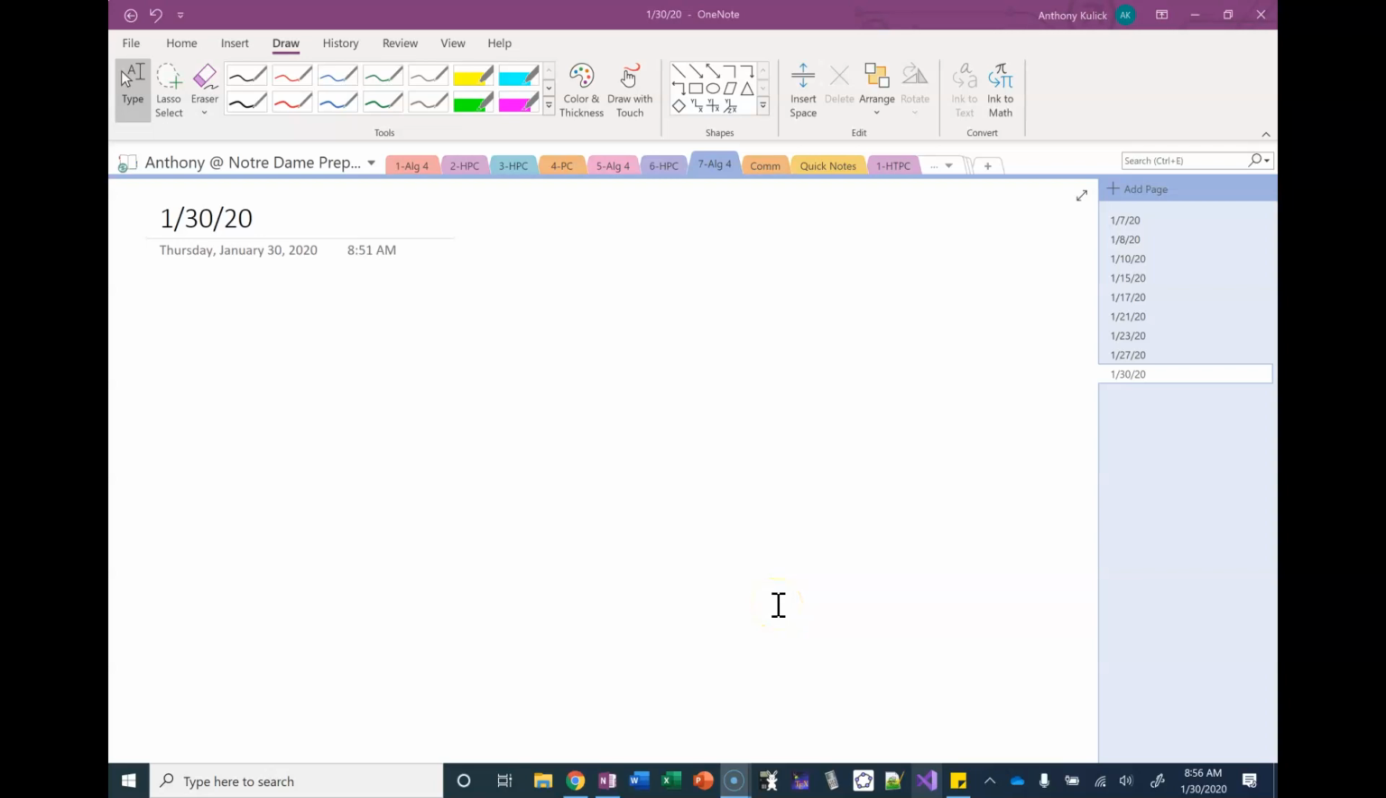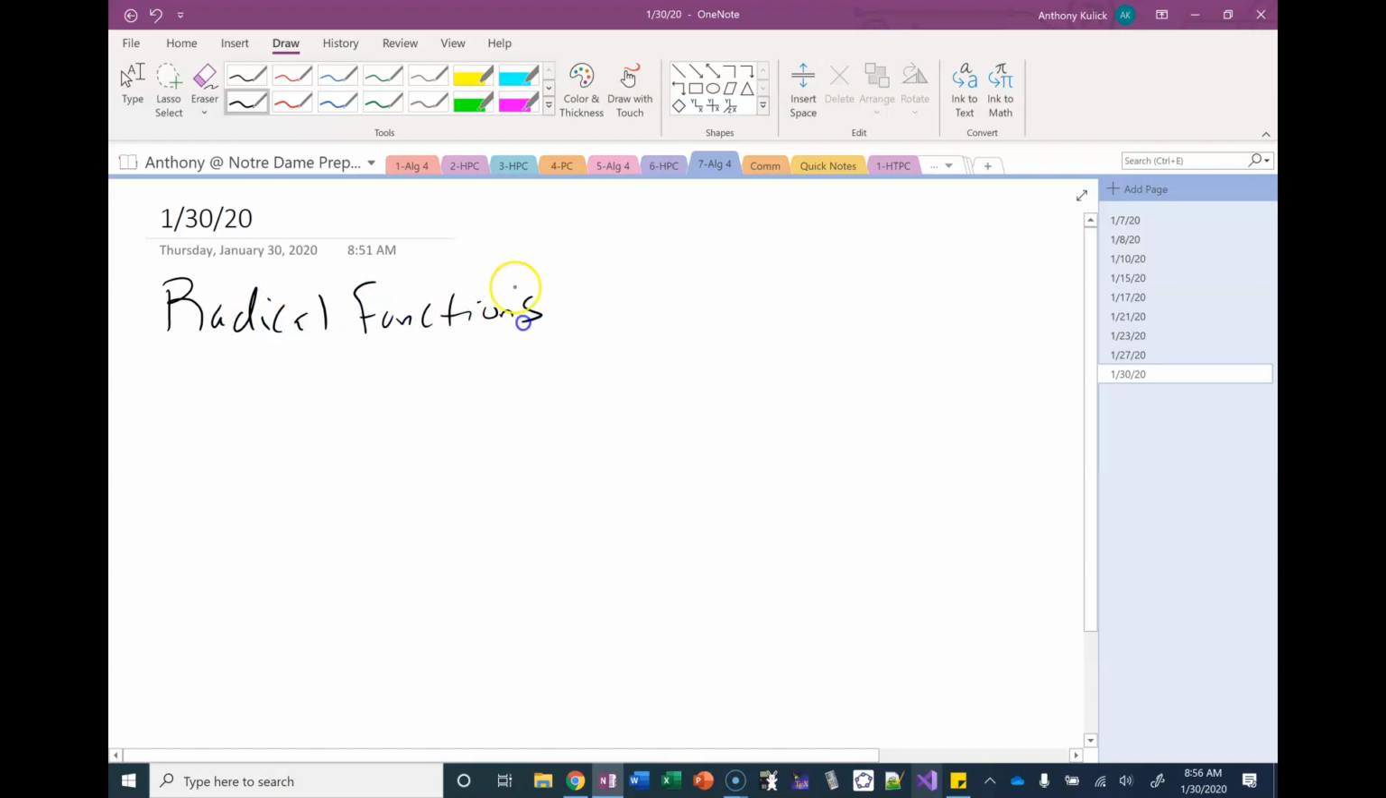So we just finished our Chapter 6 test on polynomials. We're going to set that aside for a bit and move on and talk about our next group of functions called radical functions. And we're going to start here today with some definitions and notation and such.